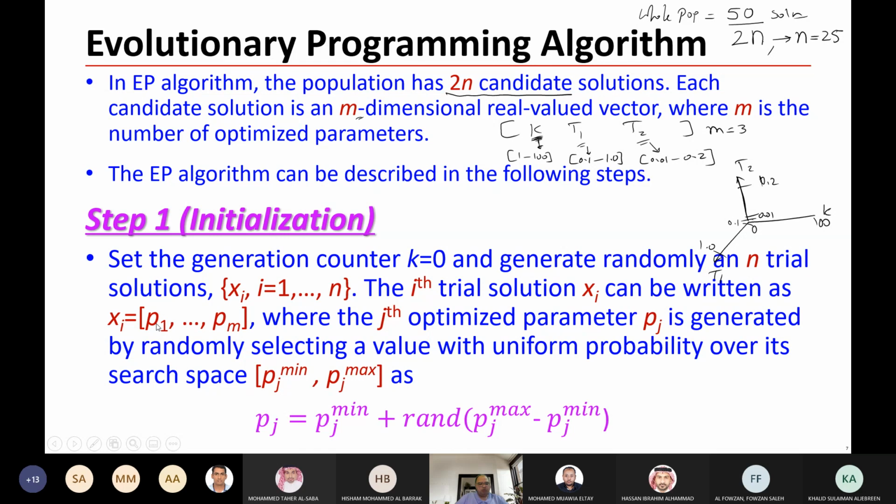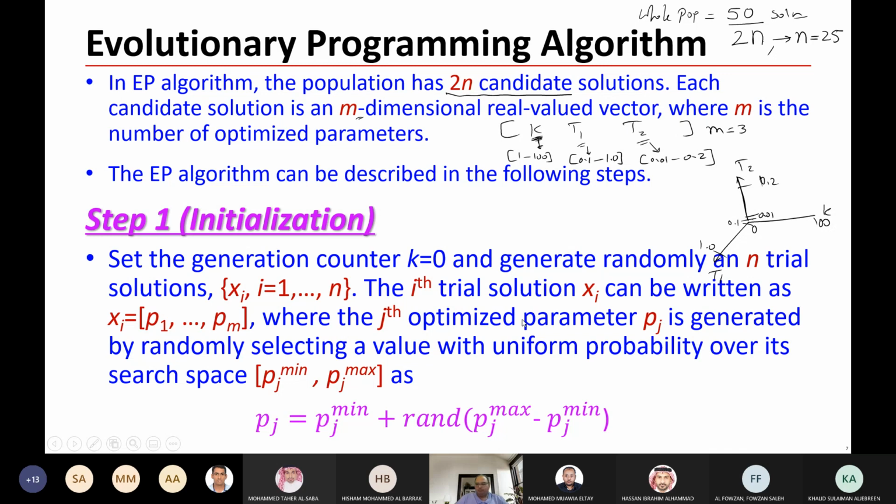So you can take B1, for example, which is K, with a minimum and maximum, you generate a random number, and then you get the value of K, the value of T1, the value of T2. So this is the first solution, and this is definitely the same as the genetic algorithm, so you can easily do it. Any question?